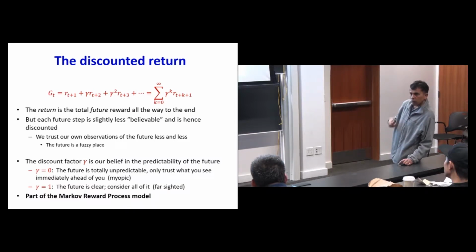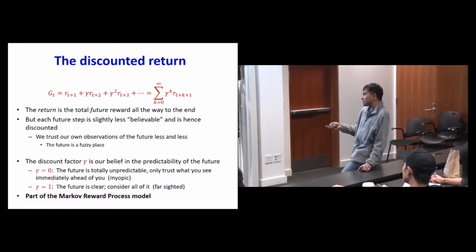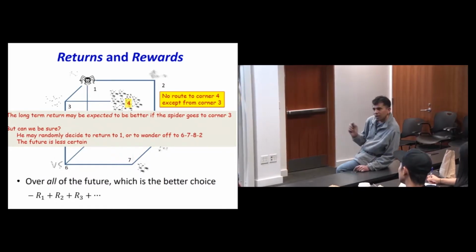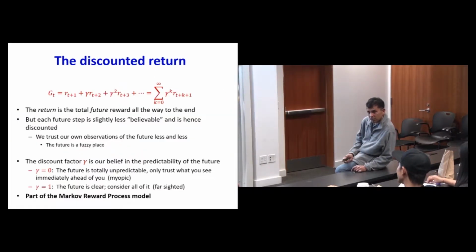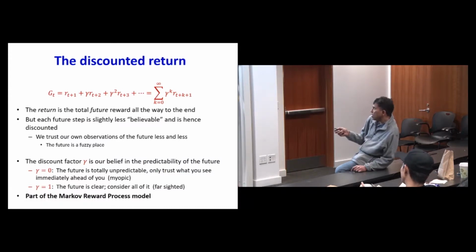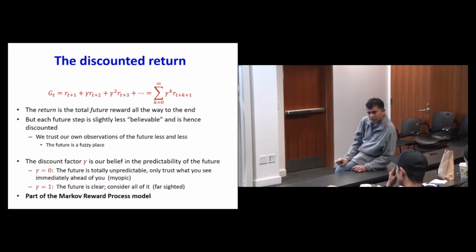And so over repeated experiments, if I were to decide as the spider whether I must go to 2 or 3, and I ran an entire bunch of simulations, I'm going to give lesser and lesser weight to things that happen into the future. And so the total return that I'm going to get in any particular experiment is going to be the weighted combination of all the rewards that I got in that particular experiment.